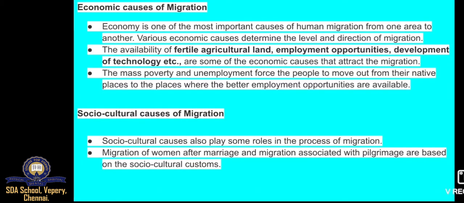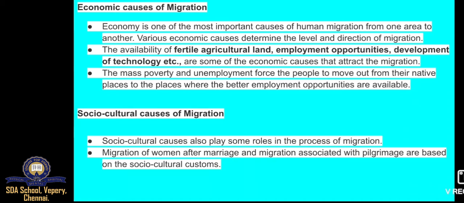And next, economic causes of migration. Economy is one of the most important causes of human migration from one area to another. Various economic causes determine the level and direction of migration. The availability of fertile agricultural land, employment opportunities, development of technology, etc. are some of the economic causes that attract migration.